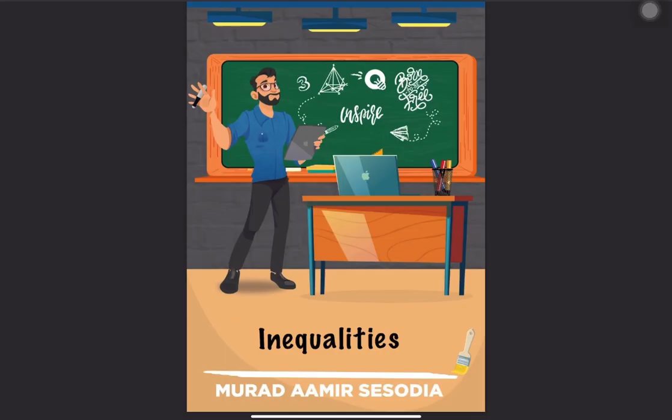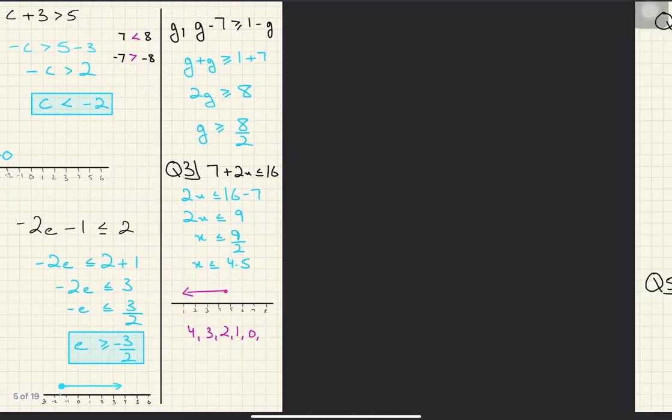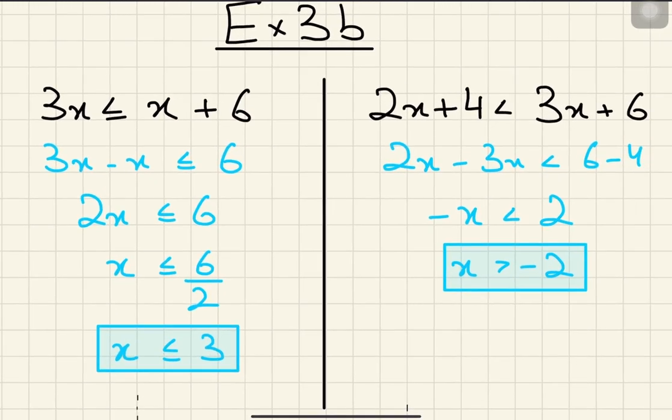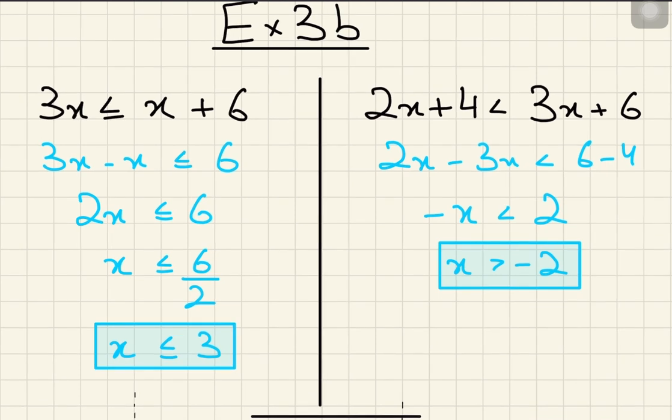Now we are going to discuss simultaneous linear inequalities. The word simultaneous means there are two inequalities at the same time and they both are going to be together. So you have 3x less than x plus 6 at the same time, and you have 2x plus 4 less than 3x plus 6. What you are first supposed to do, which we have done in the previous video, is simply solve it.